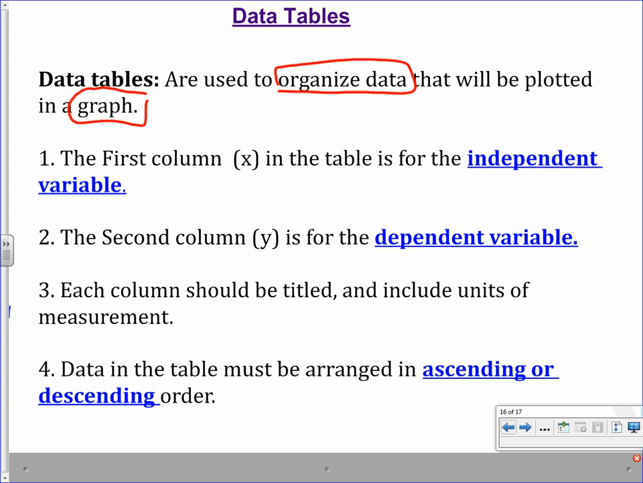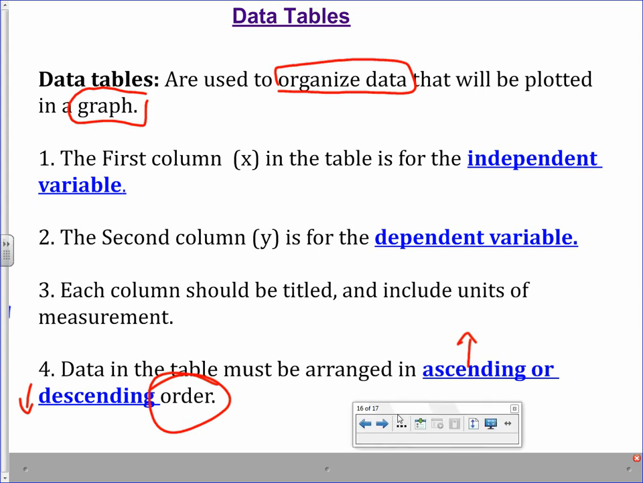So ascending or descending, I wouldn't even worry about those words. Ascending means going up. Descending means going down. The most important thing is this word. Put them in order. Put those numbers on the independent variable in order. Okay. And that is it. For tomorrow's do now, you are to complete that data table in order for tomorrow's do now.